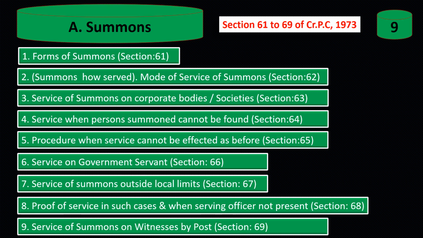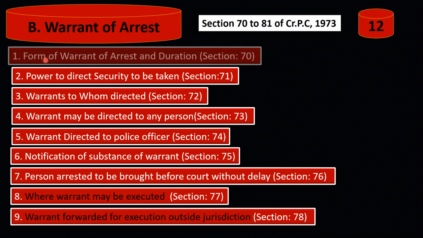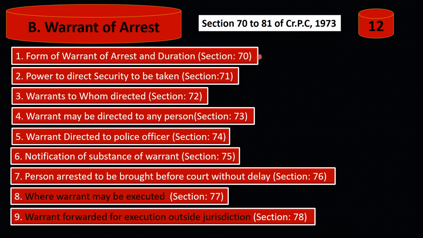Now let's revise warrant of arrest from section 70 to section 81 of Cr.PC 1973. First one again begins with the forms of warrant of arrest and it shows the duration, which is under section 70. It has the power to direct security to be taken under section 71. Warrants to whom directed is given in section 72. Warrants directed to any person, 73. Warrants directed to police officers, 74. If you have to give a notification of the substance of warrant, it can be done under section 75.